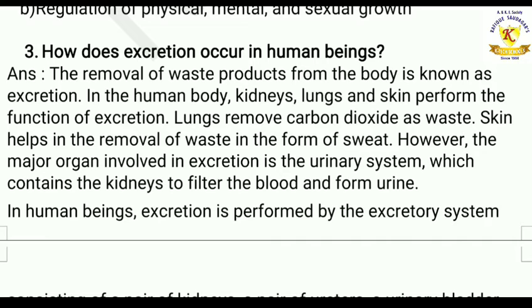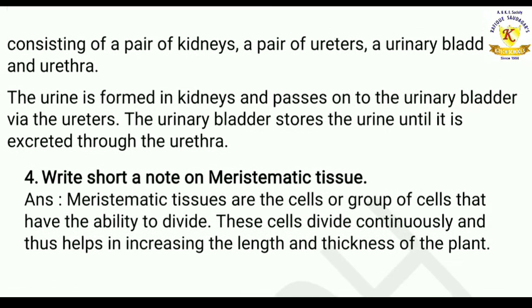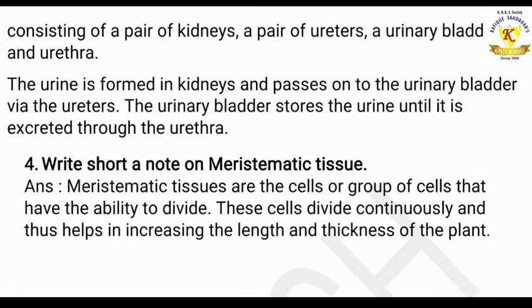However, the major organ involved in excretion is the urinary system, which contains the kidneys to filter the blood and form urine. In human beings, excretion is performed by the excretory system consisting of a pair of kidneys, a pair of ureters, a urinary bladder and urethra. The urine is formed in kidneys and passes on to the urinary bladder via ureters. The urinary bladder stores the urine until it is excreted through the urethra.